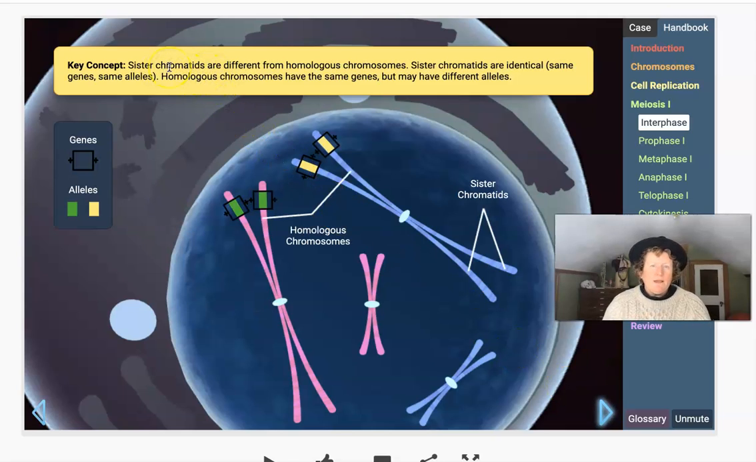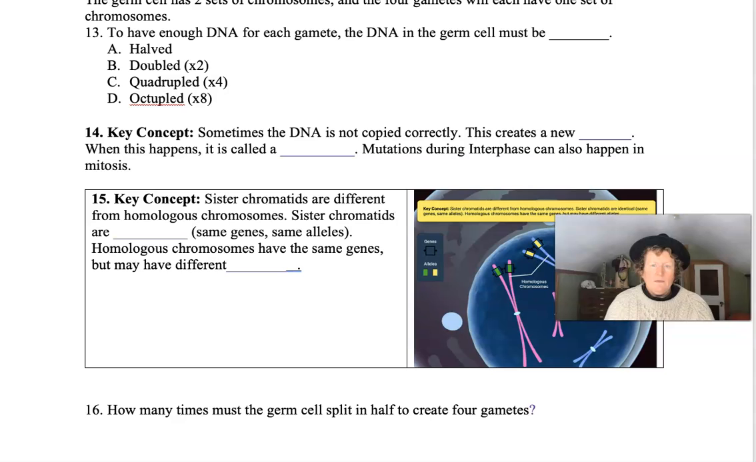So here's the next key concept. Sister chromatids are different from homologous chromosomes. Sister chromatids are identical, same genes, same alleles. Homologous chromosomes just have the same genes, but maybe have different alleles. So there's 14 and 15.